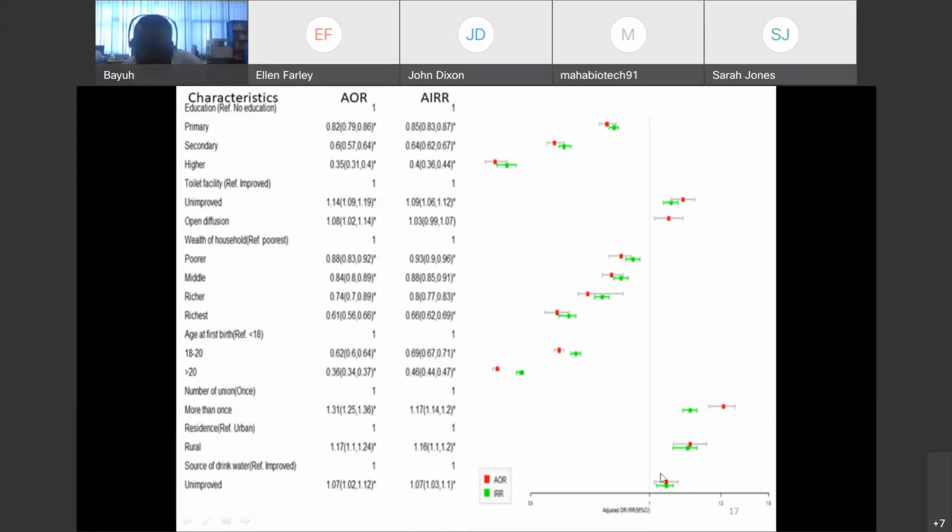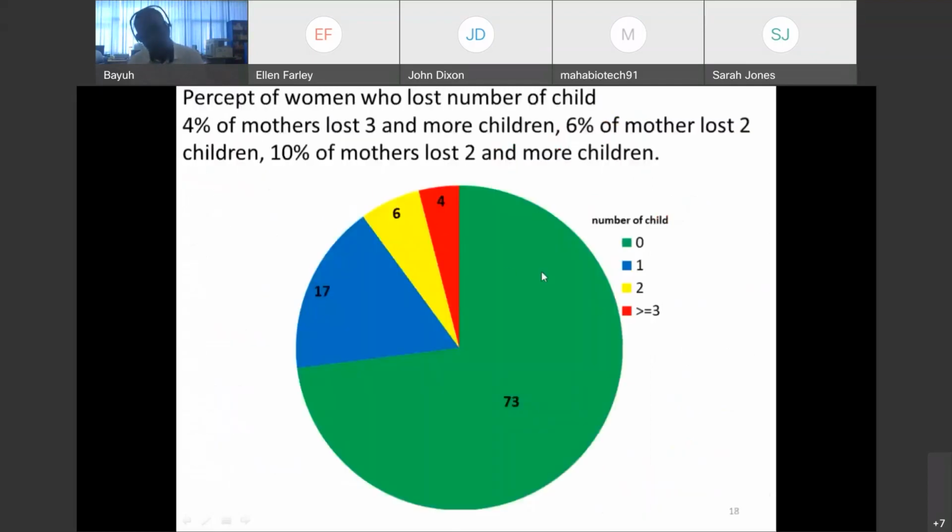In this vertical line, below the vertical line the reference is more risk and the other is protective. Above the red line indicates that the reference is more protective and the other is more risk. For example, for education, no education is the reference. So primary education, secondary education, and higher are protective compared to no education, and so on.